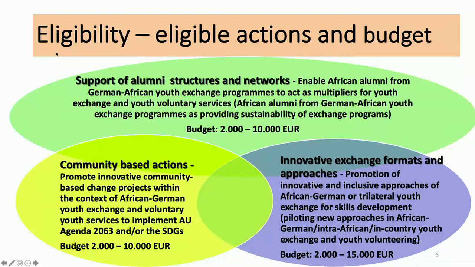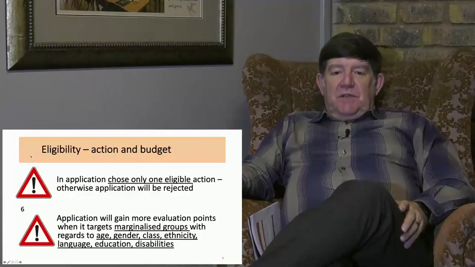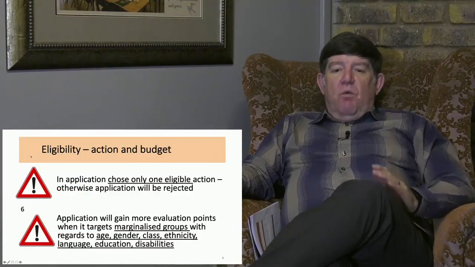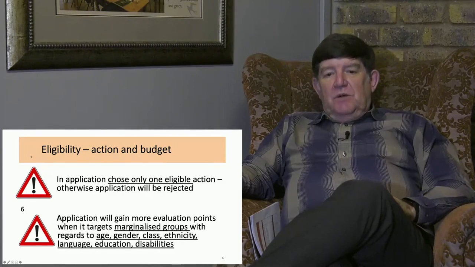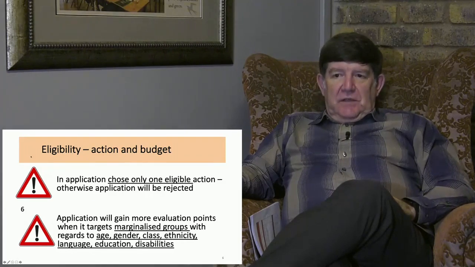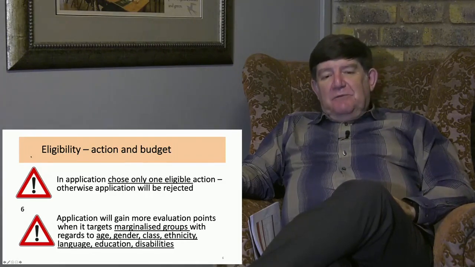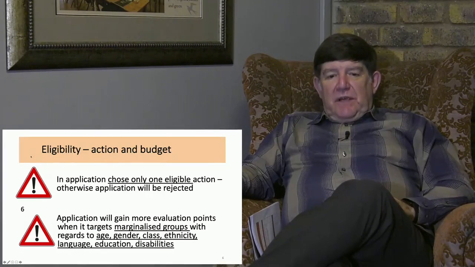So as a start, you need to start thinking about your project. In which of these windows will this project fit in? Eligibility: you can only choose one eligible action. Otherwise, the application will be rejected. So it needs to clearly fit into one of the previous three actions.